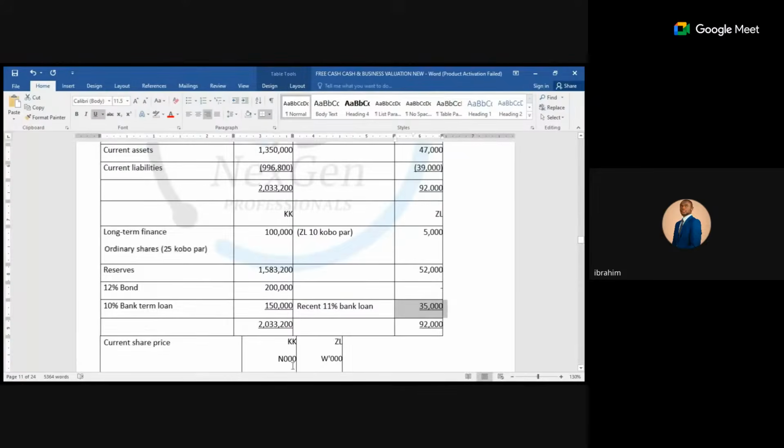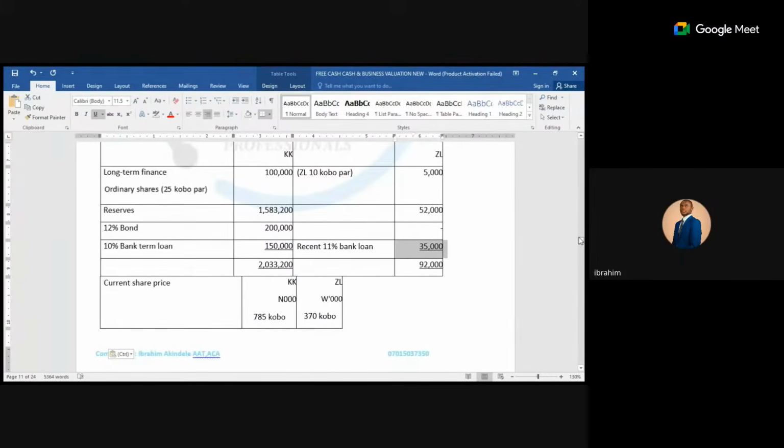Is that not so, class? So what will be the market value of the bank loan? That would be 35,000. You can't determine the market value of a bank loan, right? It's still the same amount.